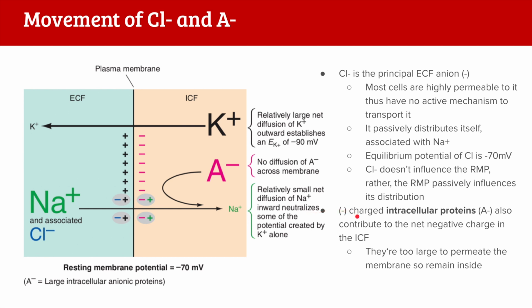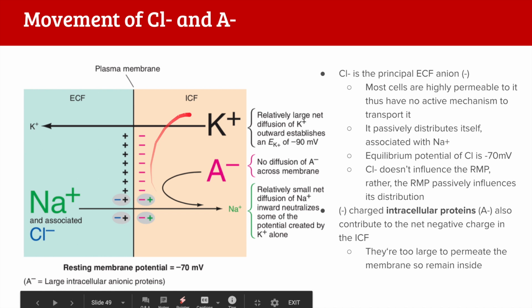And the negatively charged intracellular proteins, they're really big. So they're not permeable across the cell membrane, so all they can do is bounce against it and come back in. It just doesn't go outside. And they contribute to the net negative charge in the ICF.